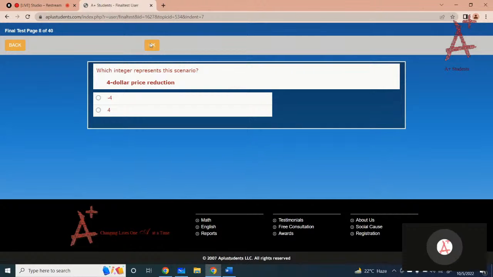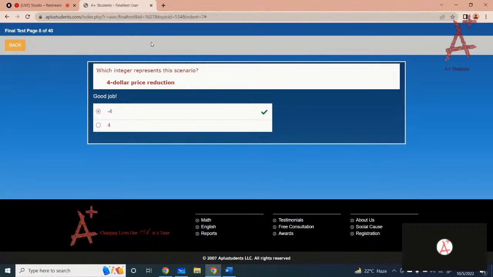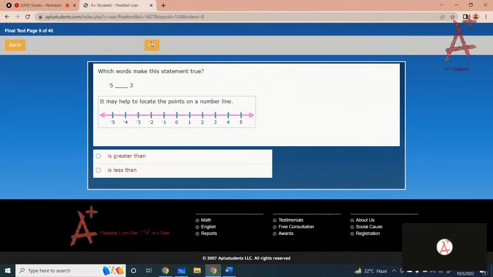Okay, which integer represents the scenario? $4 reduction. So the reduction means, is it an increase or a decrease? Yes, it's a decrease. Decreases are always represented by negative numbers. Very good, Elvin. Okay, which words make the statement true? Negative 5 is less than 3 or greater than 3?